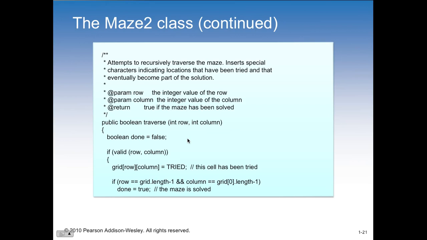So here we have traverse. We have the row and the column, or two spots of that two-dimensional array. Our Boolean done, which is going to be false, and we're going to set done to true when we're all done. So if a valid row and column on the grid equals tried, make the row and column tried if it's valid. If the row and column is the end, then we're done with the maze and make done equal to true. If we've hit the lower right-hand corner of the grid, we're done. That's the check for that one.